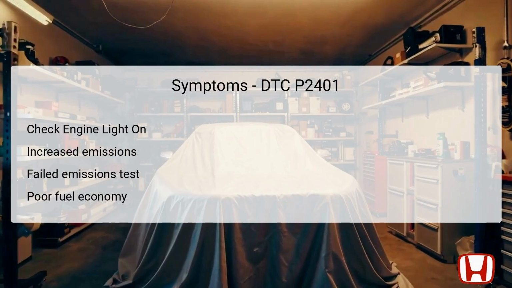When DTC P2401 is triggered, several symptoms may manifest, indicating an underlying issue. The most apparent symptom is the illumination of the check engine light, CEL, on the dashboard, which alerts the driver to investigate potential problems. Increased emissions may also occur due to the improper functioning of the EVAP system, which is designed to recapture fuel vapors and prevent them from escaping into the atmosphere.